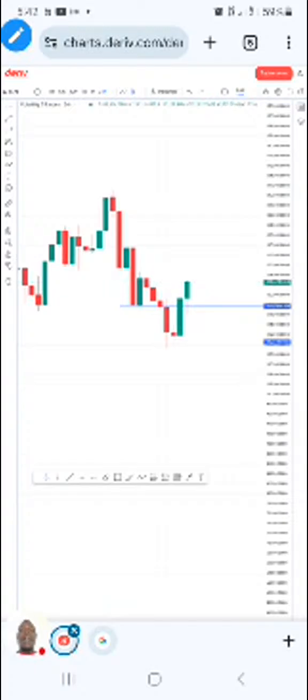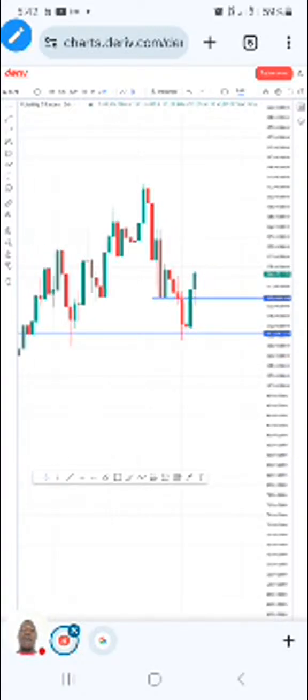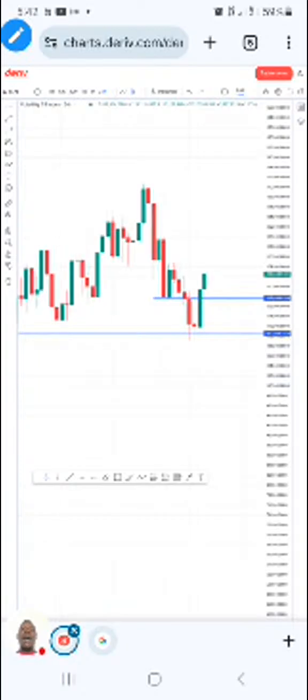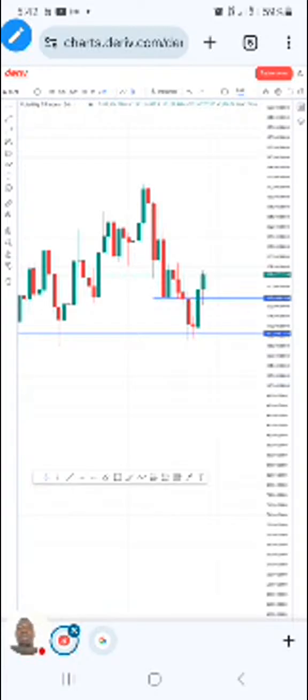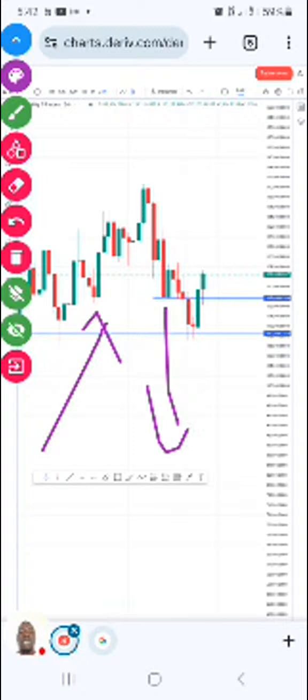First, number one: when you come to the chart, you have to start from the higher time frame and identify the overall trend. We have three types of market trend: the uptrend, the downtrend, and the sideways trend. Those are the three types of trend we have in the market.